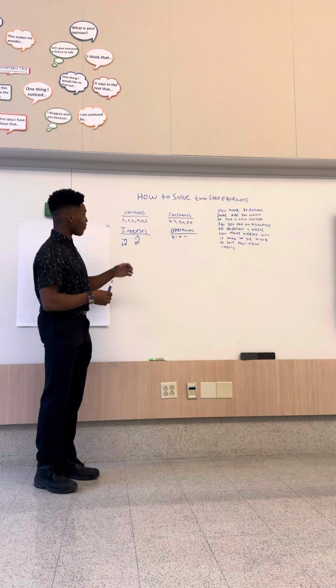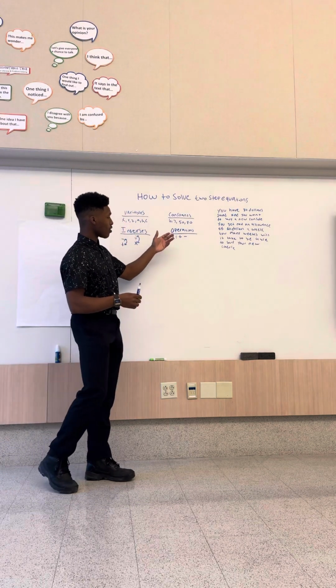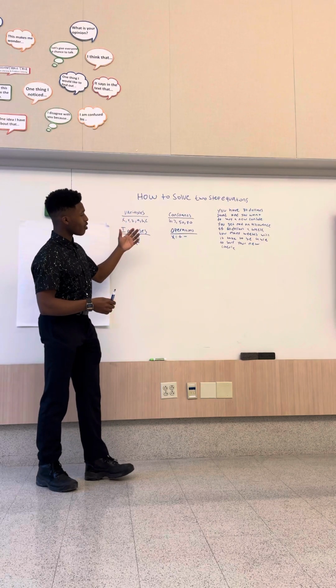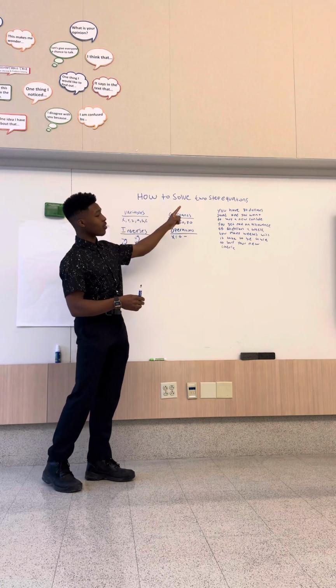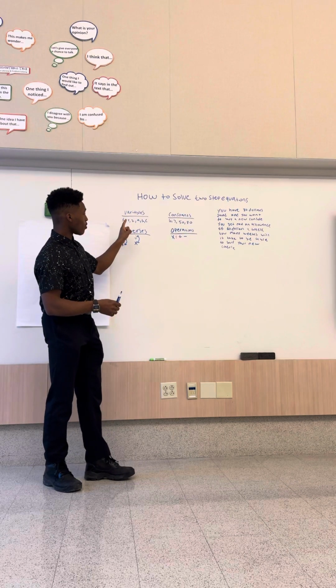words on the board. I have variables, inverses, constants, and operations. These 4 words are going to help us understand how to solve two-step equations. So first, let's go to variables.